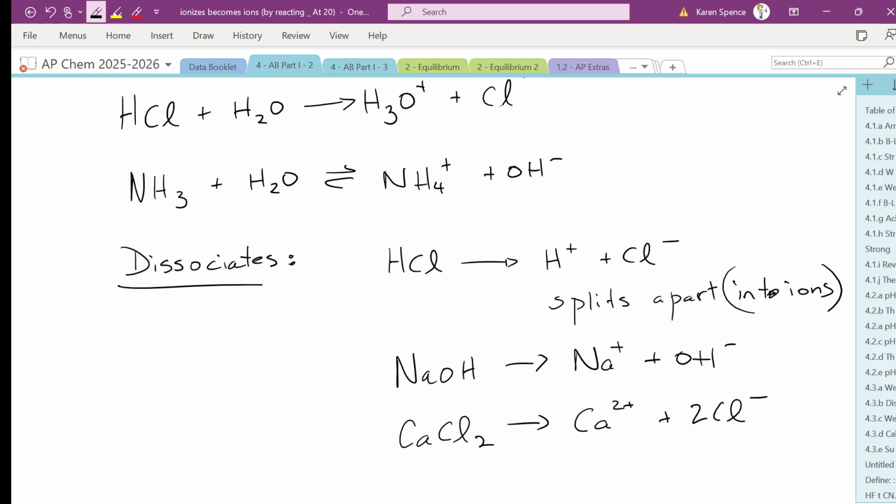Is 4.2 on the quiz? No, just 4.1. It's a fairly big section, so I think that it deserves its own quiz. 4.2 and 3 will be, I think, in one quiz, unless I want to do like two smaller quizzes. I'll figure it out. We'll figure it out as we go.